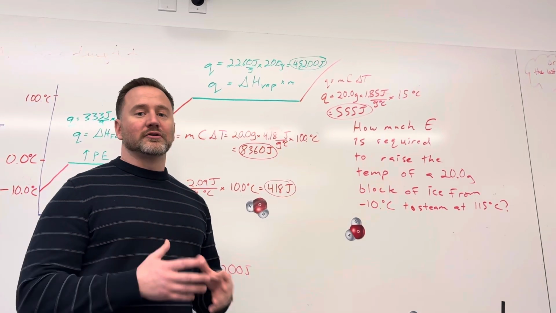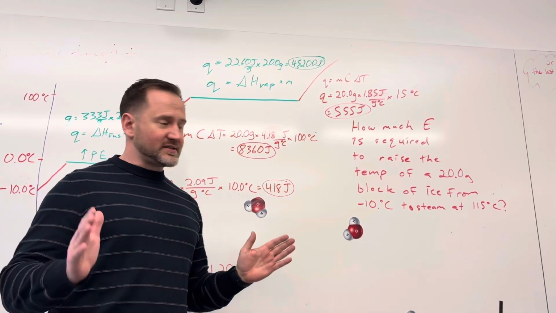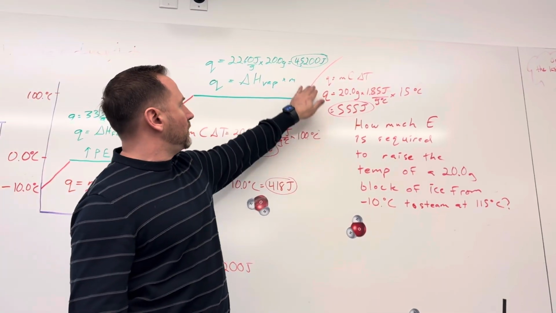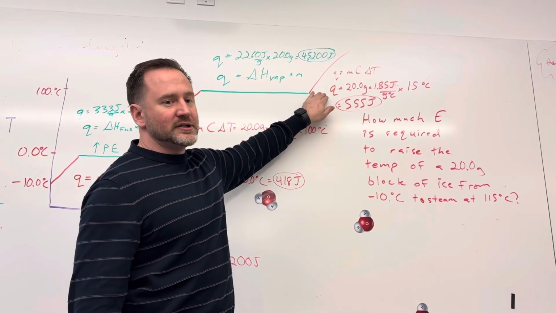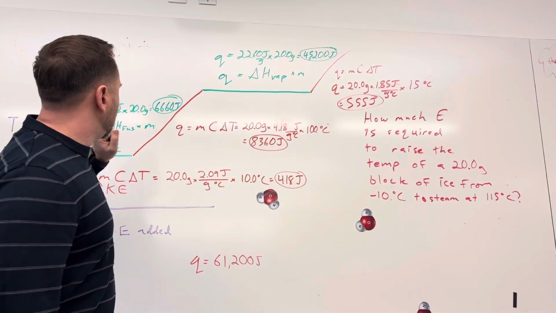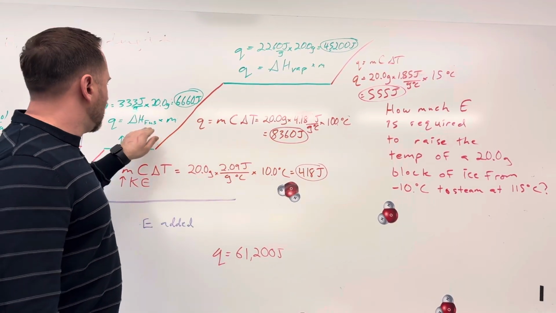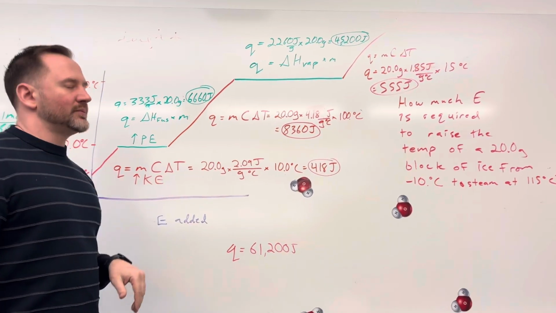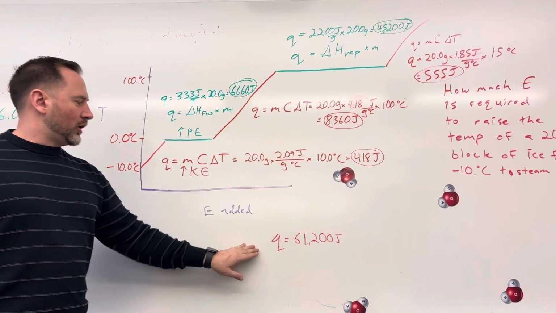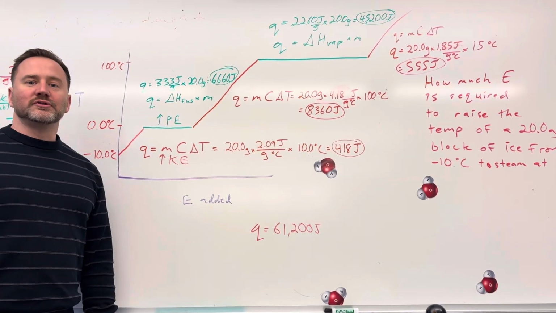So if we're calculating the total energy for this entire process, we would just have to add up all of these pieces: the energy to heat the steam, the energy to evaporate the water, to boil the water, to raise the temperature of the water, to melt the ice, and then to raise the temperature of the ice. And we get that that would all add up to 61,200 joules.